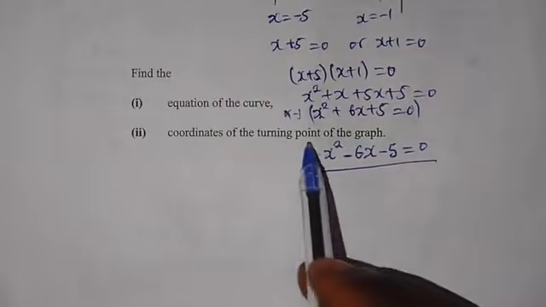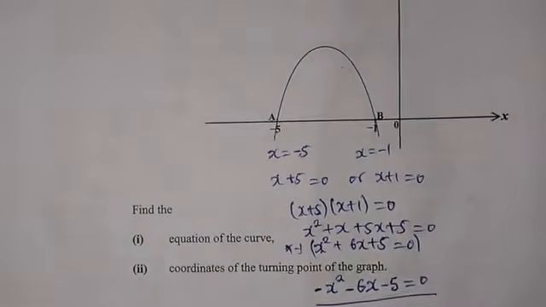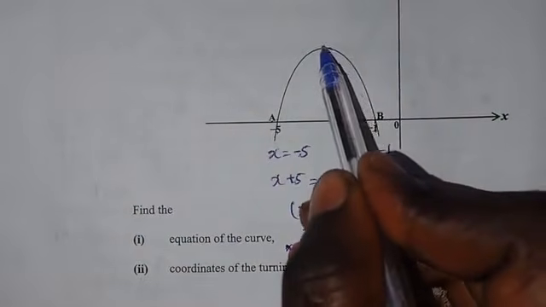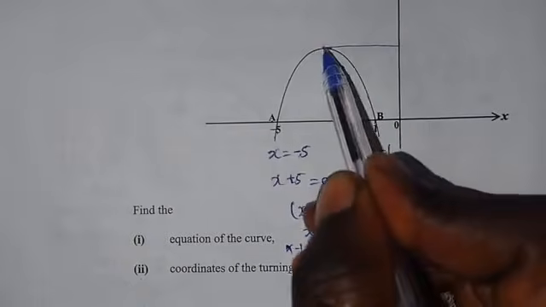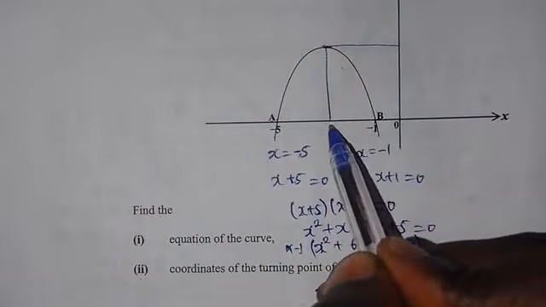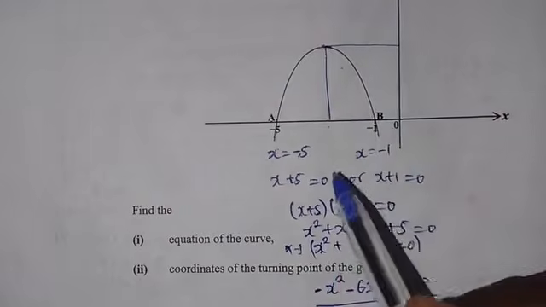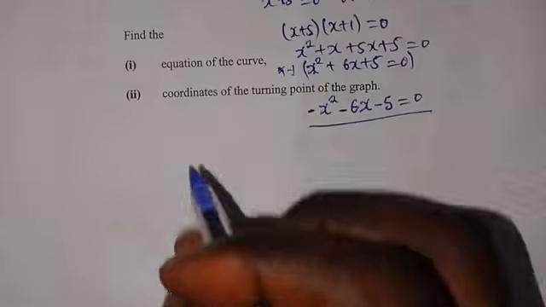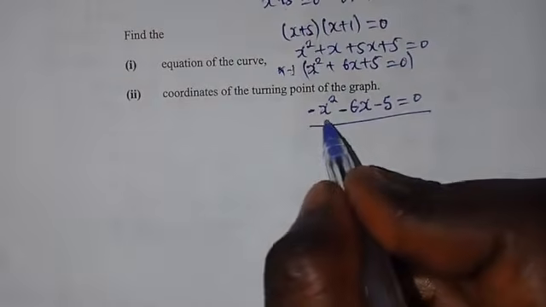Find the coordinates of the turning point of the graph. When you look at the graph, we need to find the coordinates of this turning point right here. So we need to find the x coordinate and the y coordinate of this turning point. So how are we going to find these coordinates? This is our equation.